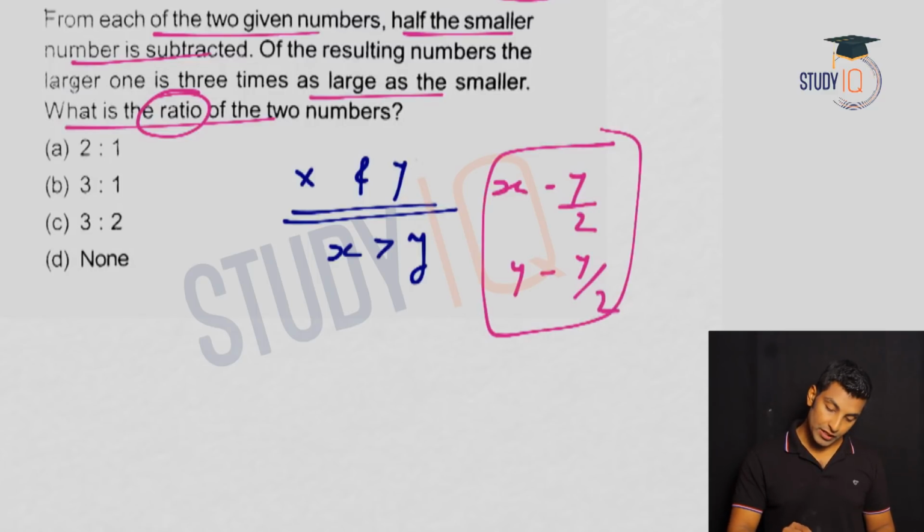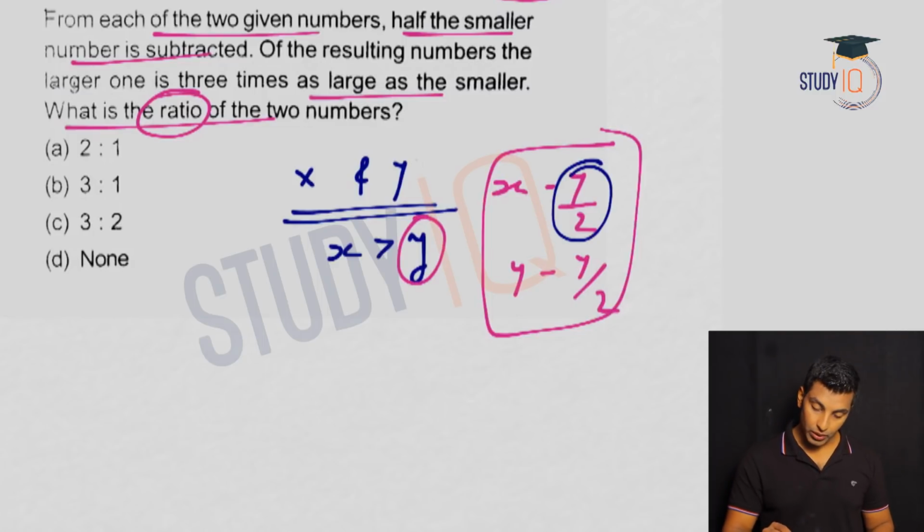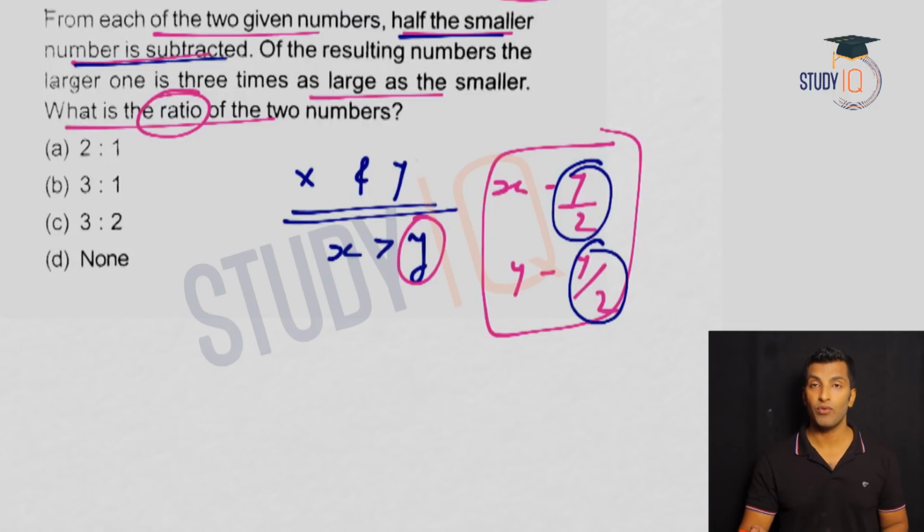So what is half of the smaller number? Here the smaller number is y, so half of the smaller number is y by 2. So you are subtracting half the smaller number from both: x minus y by 2 and y minus y by 2. Now out of this, which one will be smaller? We know that y minus y by 2 will be the smaller one, right?